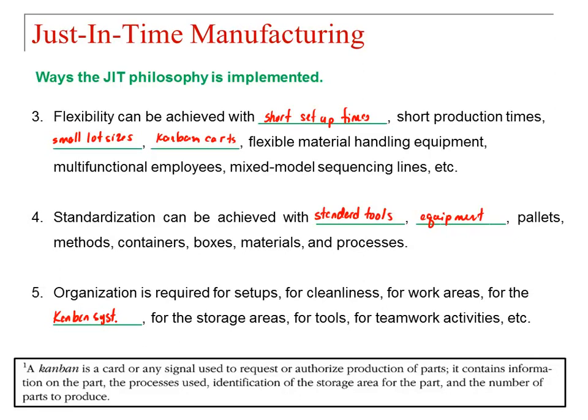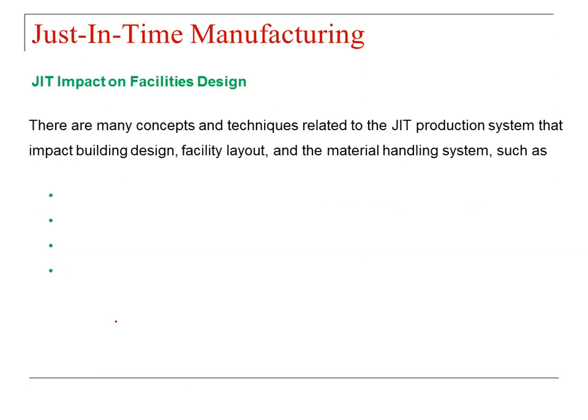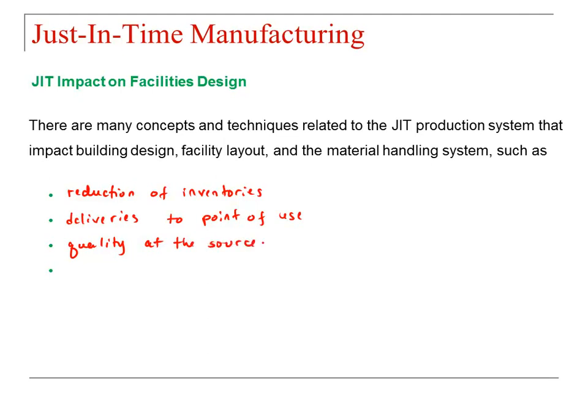Now, in terms of the impact of just-in-time in the facility, and this is something that I mentioned already, there are many concepts and techniques related to the just-in-time production system that impact the building design, the facility layout, and the material handling system, such as the reduction of inventories, deliveries to point of use, quality at the source, and better communication.